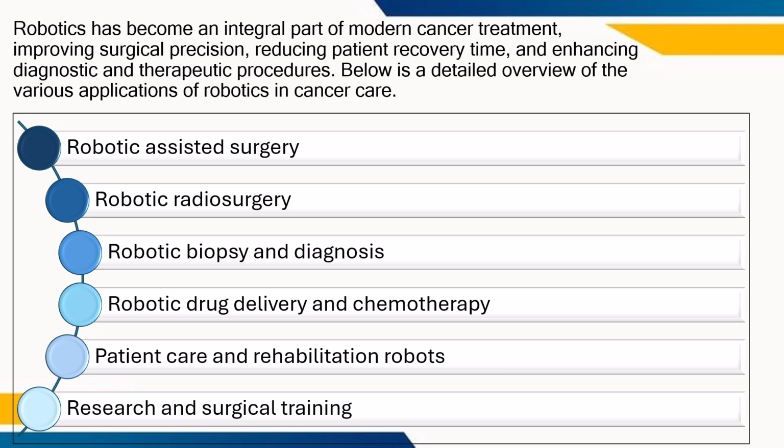Here are the six topics we're going to be discussing today. The first is robotic assisted surgery, or RAS for short, then robotic radiosurgery, robotic biopsy and diagnosis, robotic drug delivery and chemotherapy, patient care and rehabilitation robots, and research and surgical training.